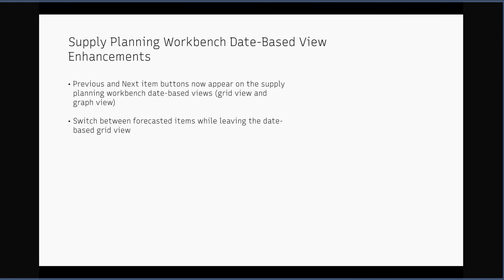In this version, the previous and next item buttons now appear on the supply planning workbench, date-based views, grid view, and graph view as well. This feature enables you to switch between forecasted items while leaving the date-based grid view.